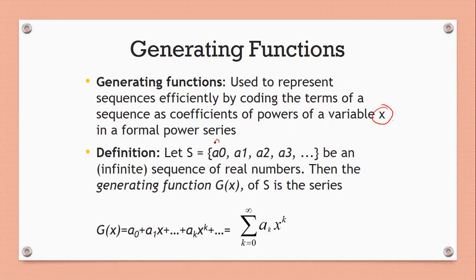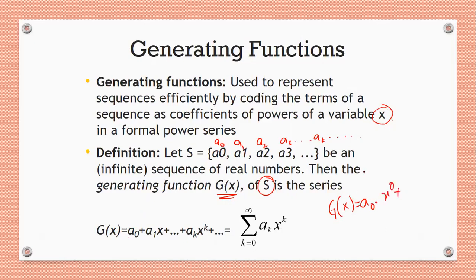Suppose we have the terms a0, a1, a2, a3, and so on up to ak and up to infinity, of real numbers. So we have an infinite sequence of real numbers. Then the generating function, denoted by capital G of x, of our series: if s is the series, then the generating function will be written as G of x equals a0 into, I will write it over here so that it is understood, a0 into, what is the subscript of a0?